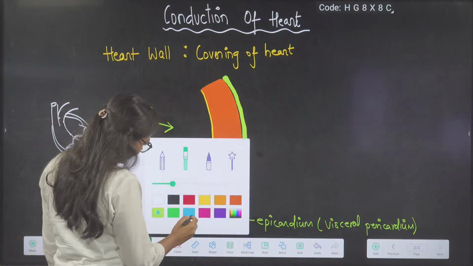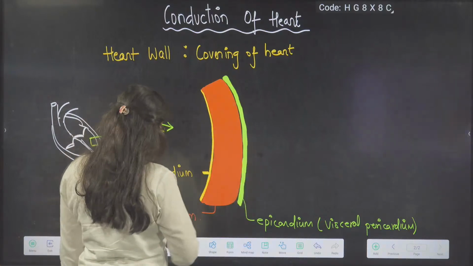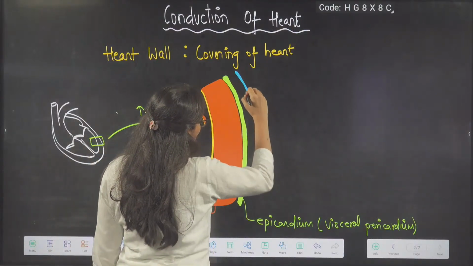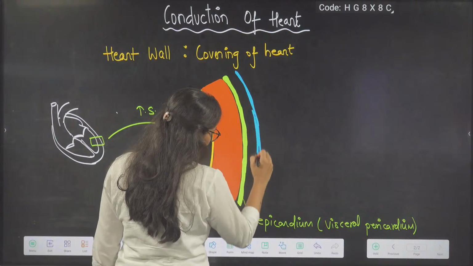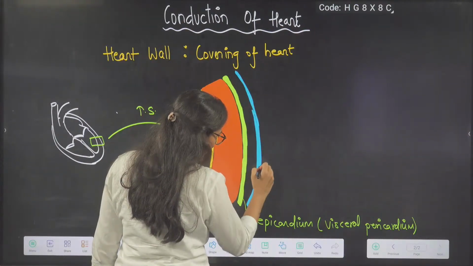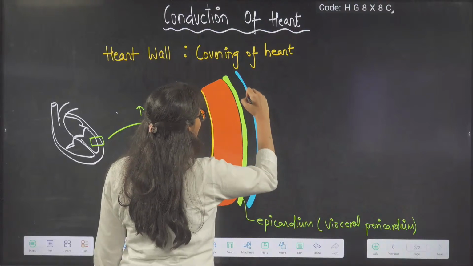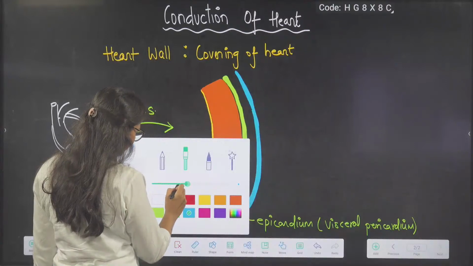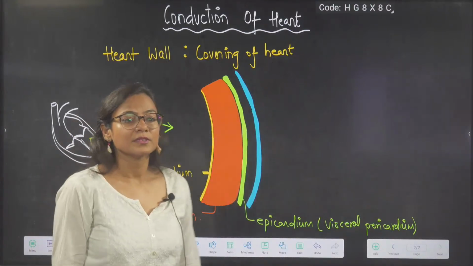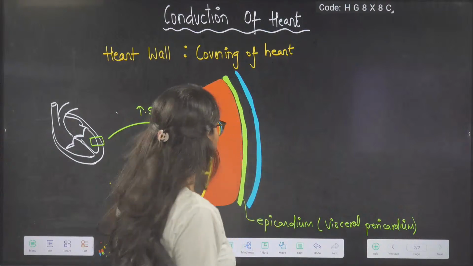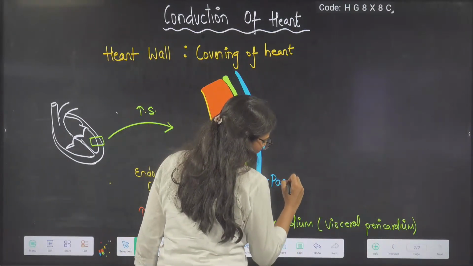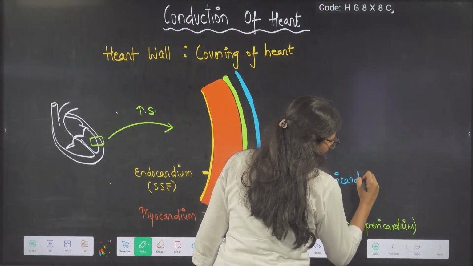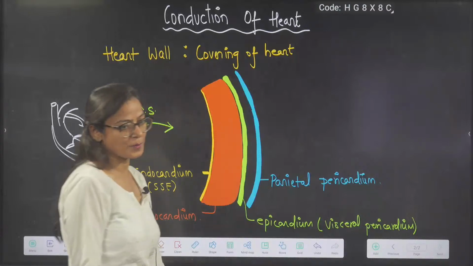Then one more layer is present again towards the outside. Here, this one, the one that I am drawing in blue. So if this green one is visceral pericardium, can you tell me which one this blue would be? Blue would be which layer? Yes, very good. So this one would be parietal pericardium, right?